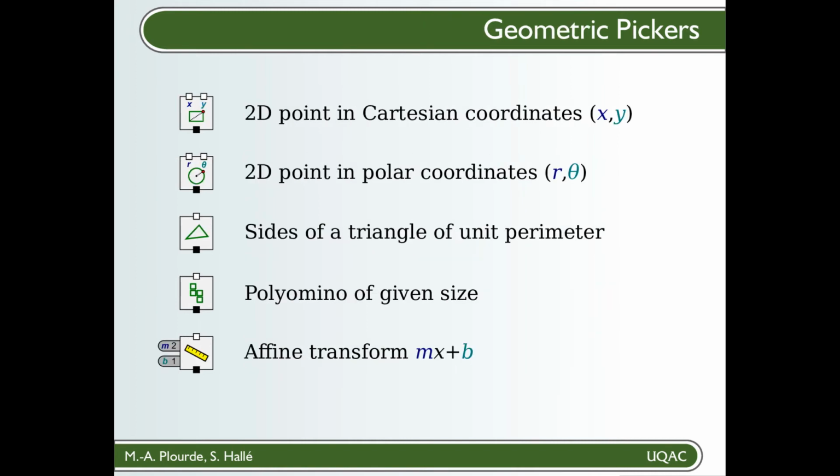Some pickers are more geometric in nature and can serve as the basis for the generation of objects related to planes or space. Prism picker generates two-dimensional points by asking two pickers for the x and y coordinate of each point. Hypersphere picker also generates two-dimensional points, this time by asking for each point its radius and angle in polar coordinates. There also exist variants for an arbitrary number of dimensions. Other pickers can generate a triplet of numbers corresponding to the lengths of the sides of a triangle, or a two-dimensional grid representing a polyomino whose size is given by asking another upstream picker.